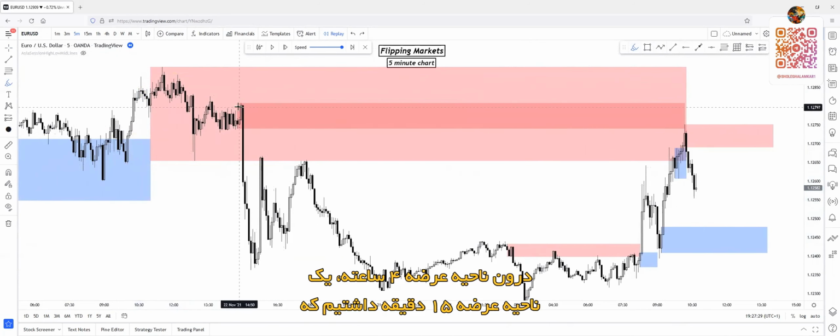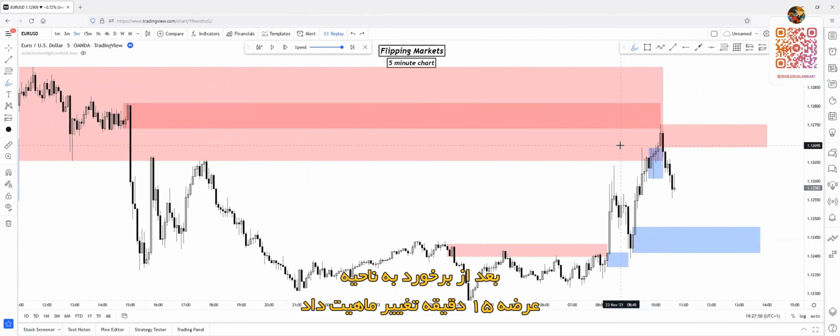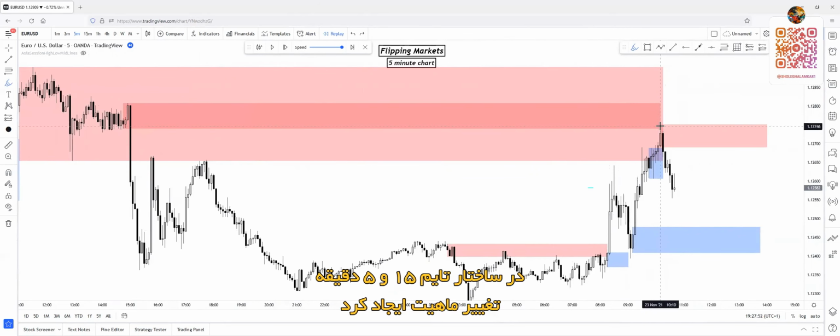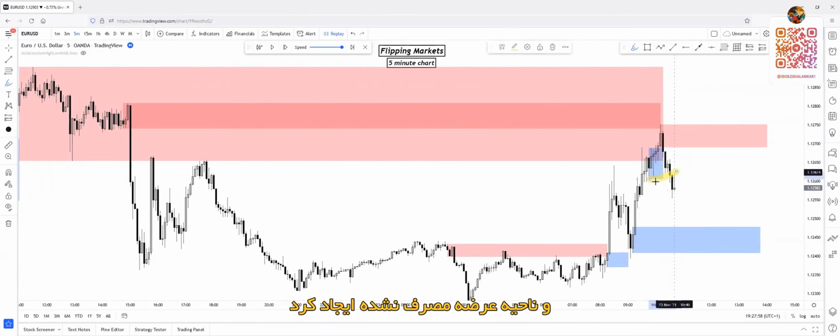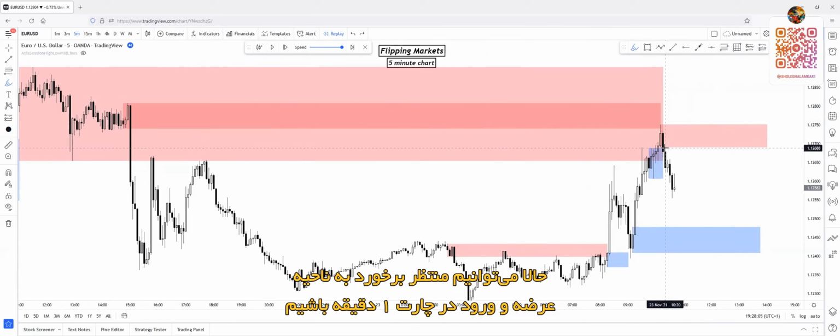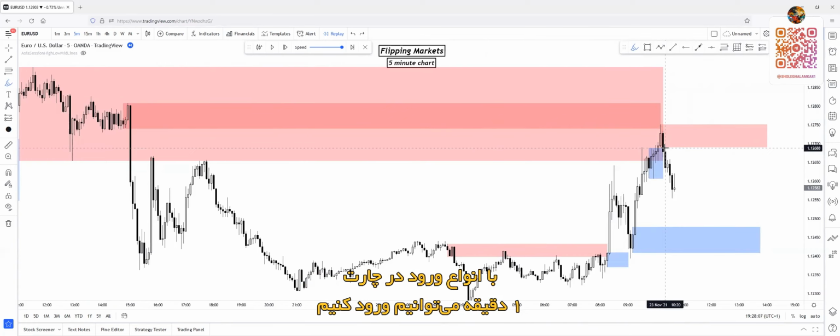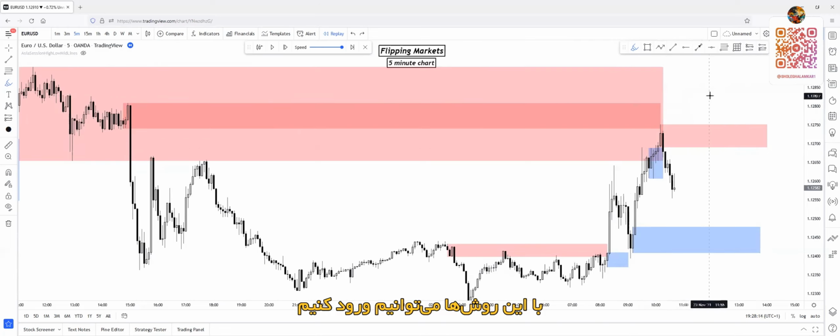Price tapped both of the zones, swept liquidity from this region, and changed character after the 15-minute supply zone tap, on the 15-minute and the 5-minute structure. After that it created an inefficient push to the downside, swept liquidity, and created a fresh supply zone, and we can wait for it to be tapped and enter on the 1-minute chart with our 1-minute entry models. Whether it's a flip, a change of character, or a continuation, we will enter a trade. That's our master plan here.